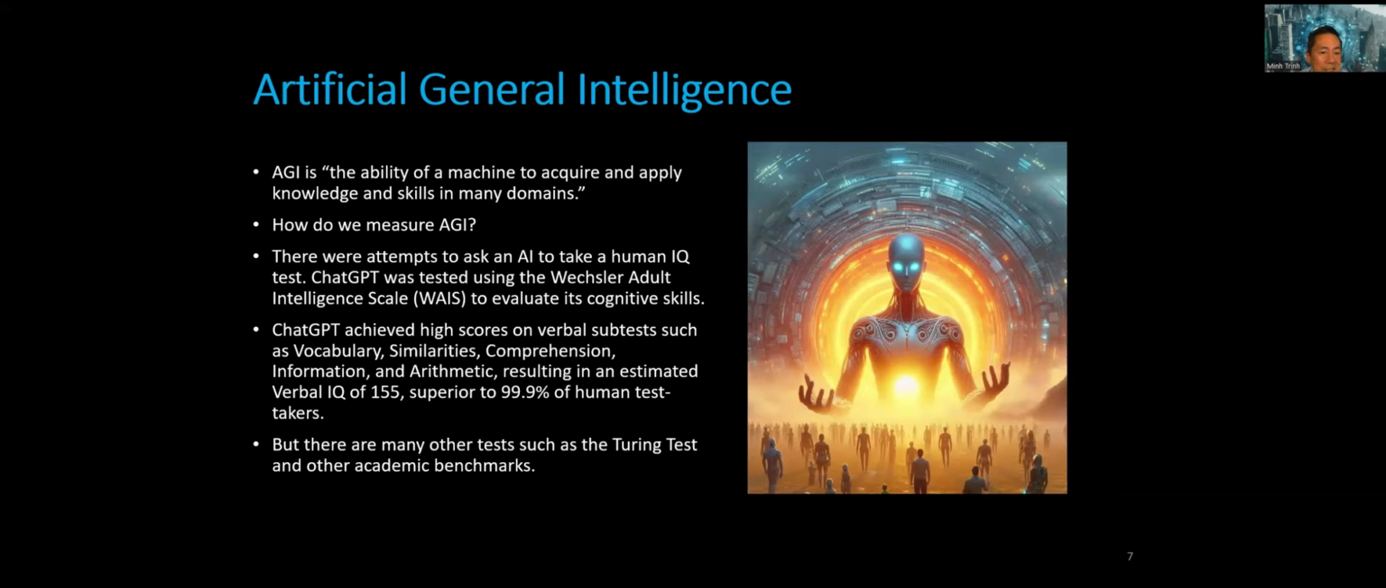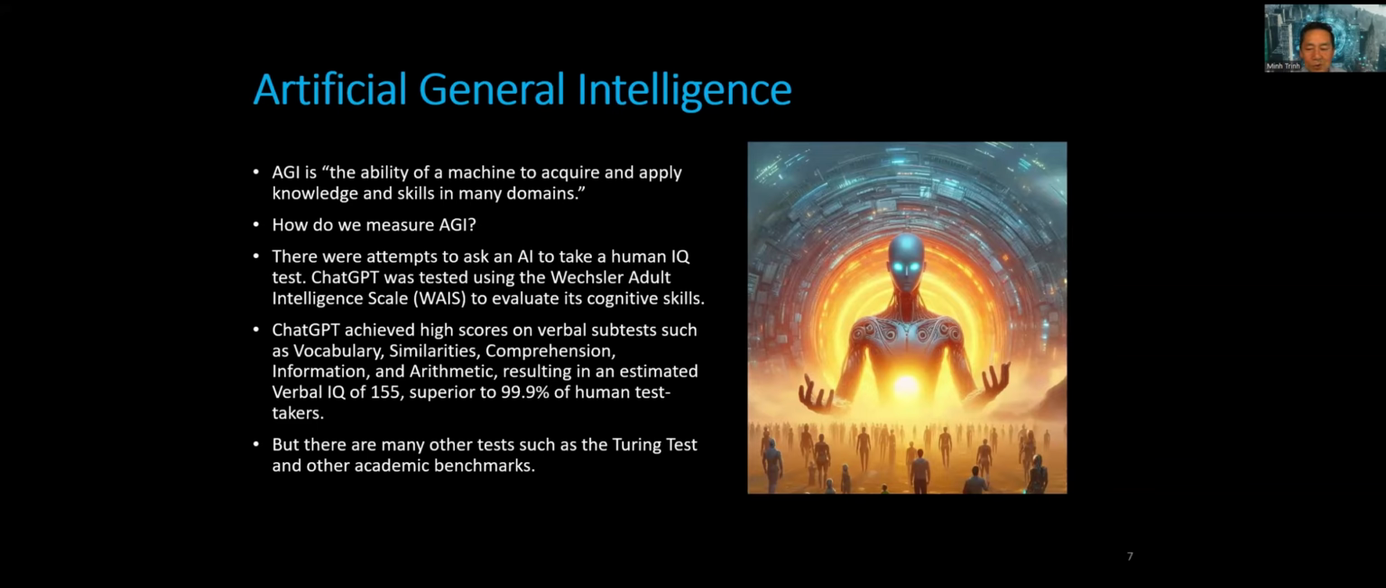Artificial general intelligence. So how can we measure it? We can ask ChatGPT or an AI system to take an IQ test. Some people have tried to do it. Not everything in an IQ test is verbal, so they take the verbal component, which covers vocabulary, comprehension, and so on. Some researchers found an IQ of 155, which is pretty good, superior to 99.9% of people. I think the average IQ in the world is probably around 100.